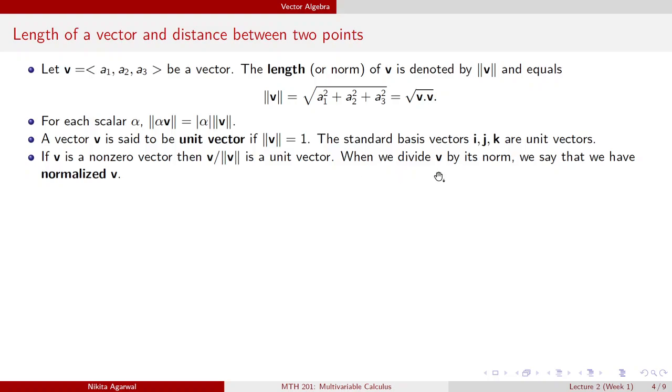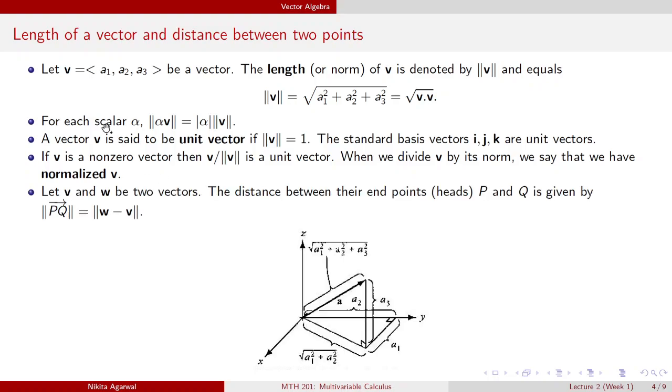And when we divide V by its norm or its length, we say that we have normalized V. Okay, so given a non-zero vector, you can normalize it by dividing it by its length. Okay.